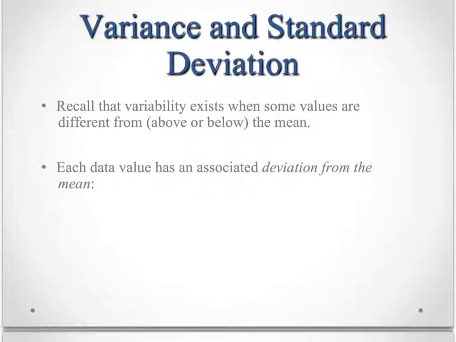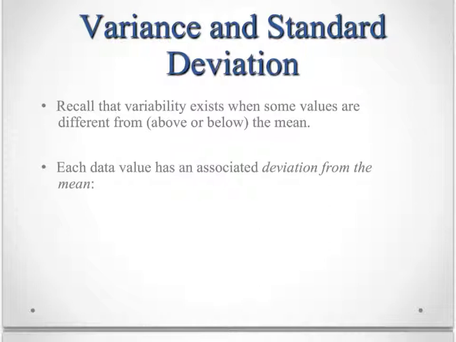Okay, the last thing we're going to talk about as measures of spread or variability are variance and standard deviation. So we've already talked about range, we've already talked about the quartiles and the interquartile range. The last thing is variance and standard deviation.